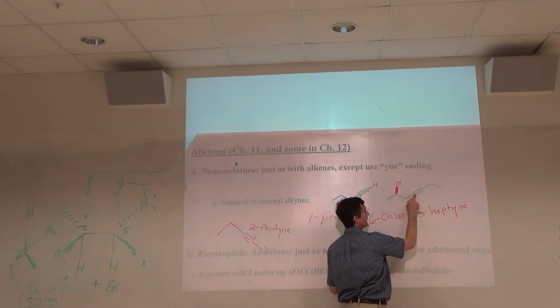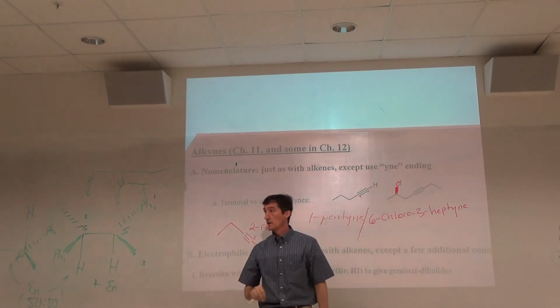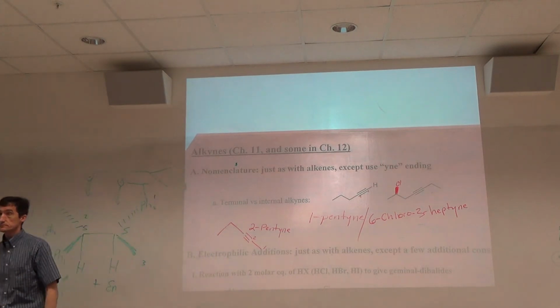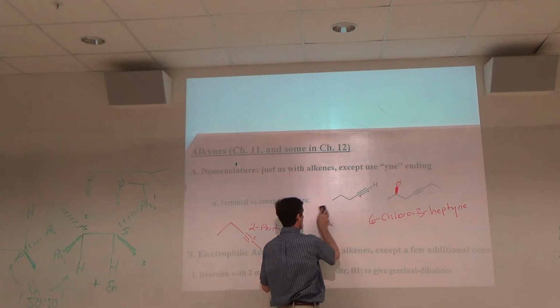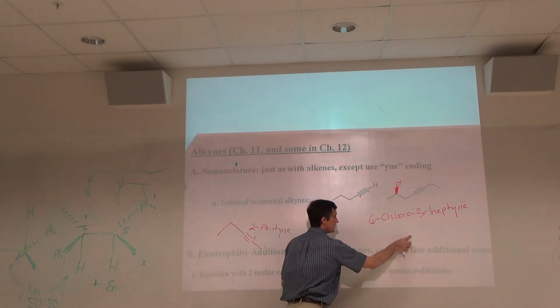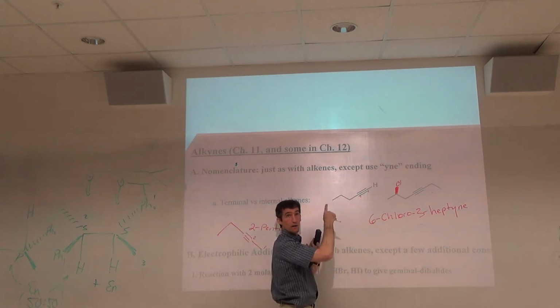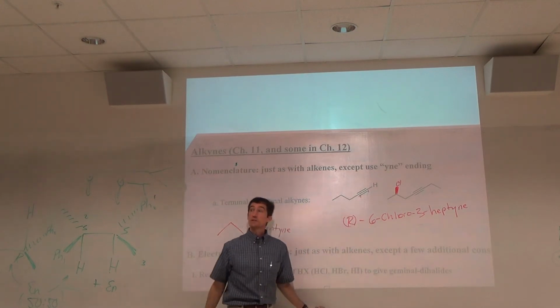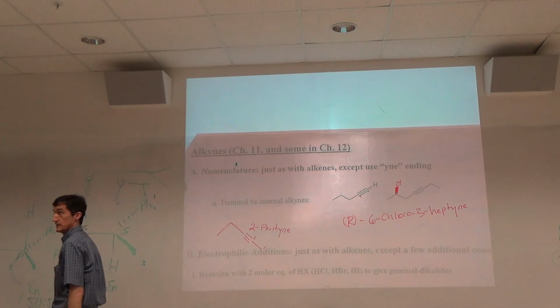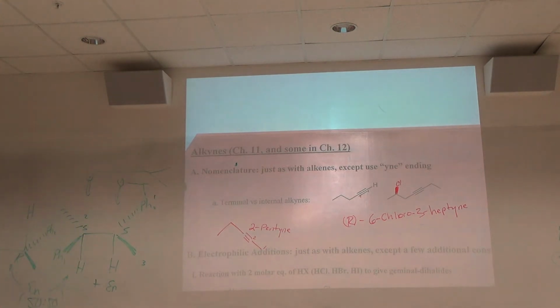See, if that's 2, the functional group would be 4. Right? But since I showed some stereochemistry, we need to be more clear. What is that? You got it? Yeah, it looks like R. So we can put an R here, a stereochemical descriptor, because there could also be an S version.